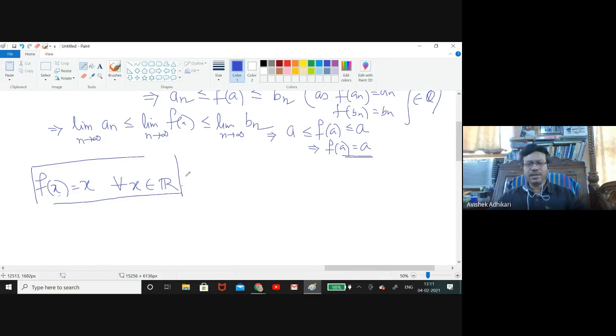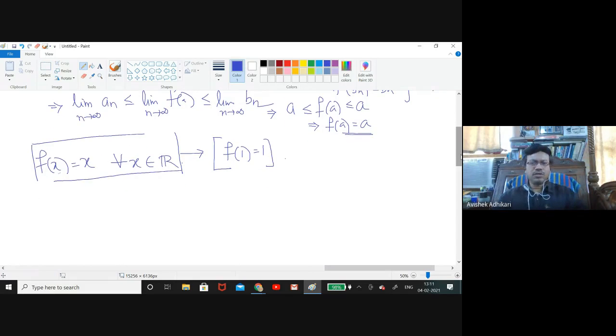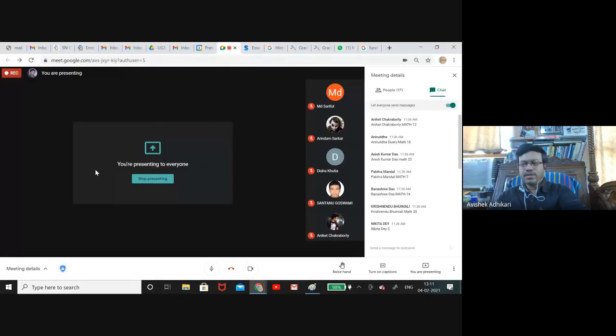So why did this condition come? Because our assumption was f(1) equal to 1. So what was the conclusion then? The conclusion is, if f(1) equal to 1, then f(x) must be equal to x. Now, is it clear to all of you? Any question or queries? If you have, please ask me. Please let me know any queries or questions.